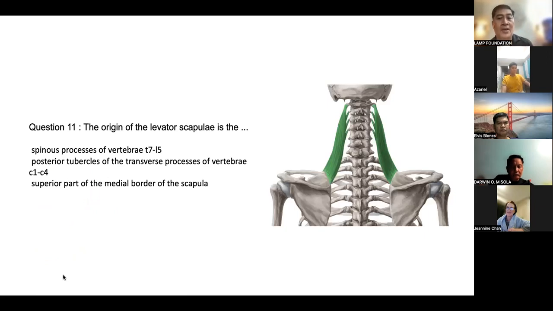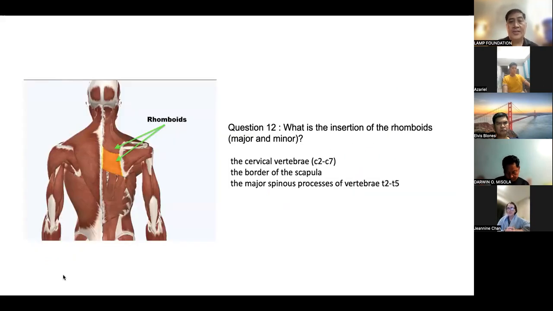Origin of the levator scapulae. Oh, repeat to. The origins: posterior tubercles. Yeah, C1 to C4 transverse processes. Oh, halatang halata o origin. Great. What is the insertion of the rhomboids, major and minor? Major origin, ngayon insertion. Baliktad na. Kanina origin, ngayon insertion naman. So yung border of scapula.